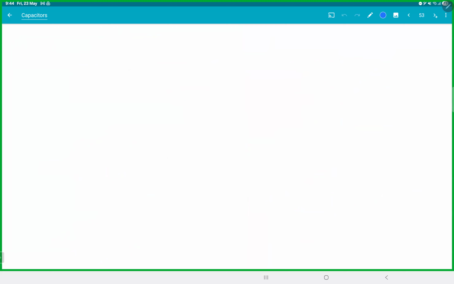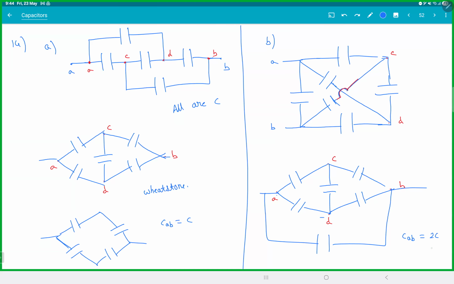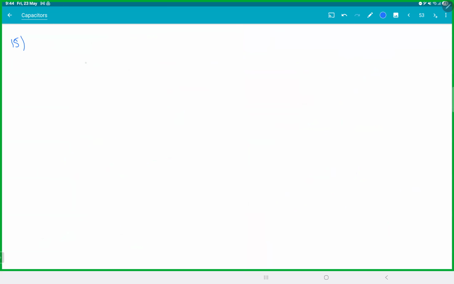Next one. Whatever I'm teaching you now, if you just replace the capacitor with a resistor, you will get the reverse of this answer. You will get R by 2 because series and parallel are opposite. So the same techniques we can use in current electricity. There we will not do these problems. We will do something else.